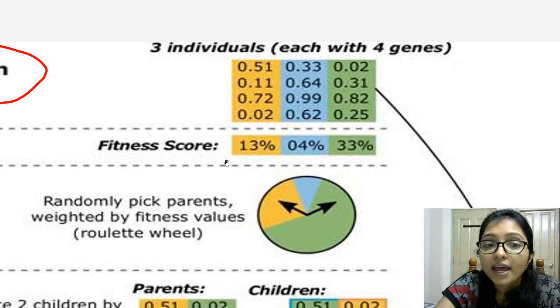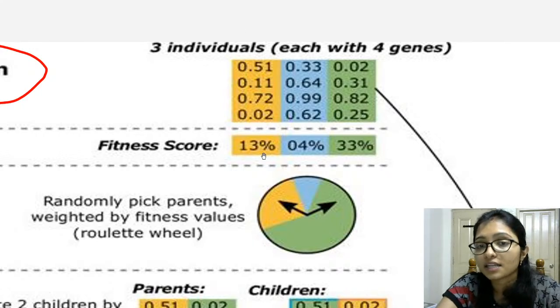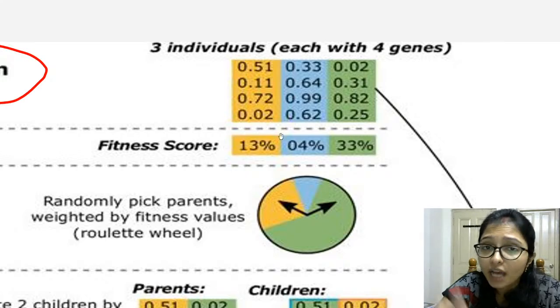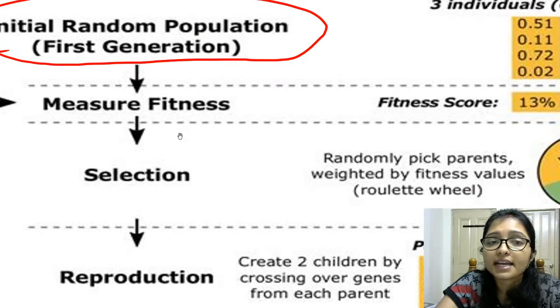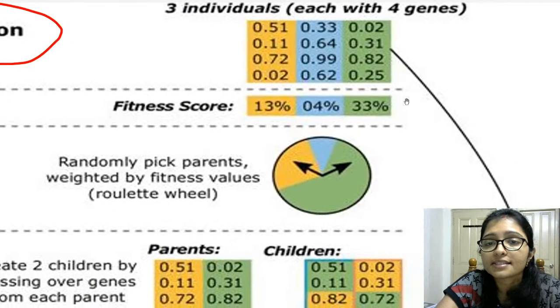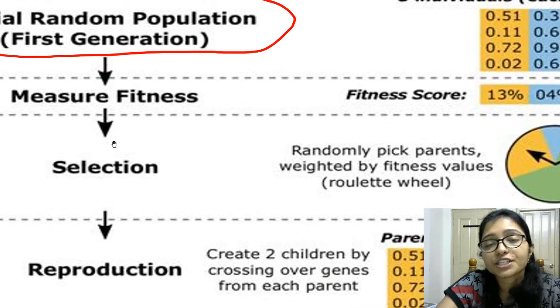Now there are the fitness scores. Using the fitness function, the fitness score comes from all these values. Here the fitness score is 13%, here it is 0.4%, and here it is 33%, right. After measuring the fitness score, finally it does the selection.